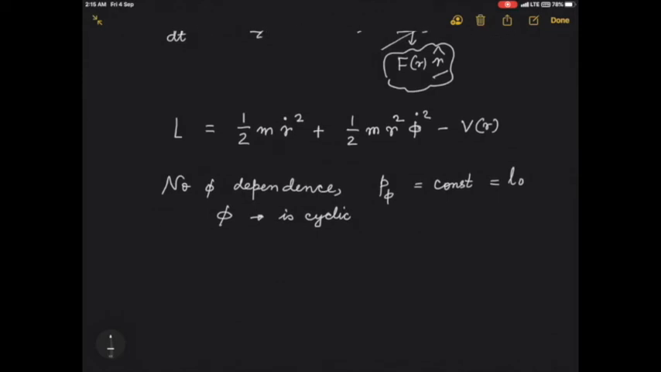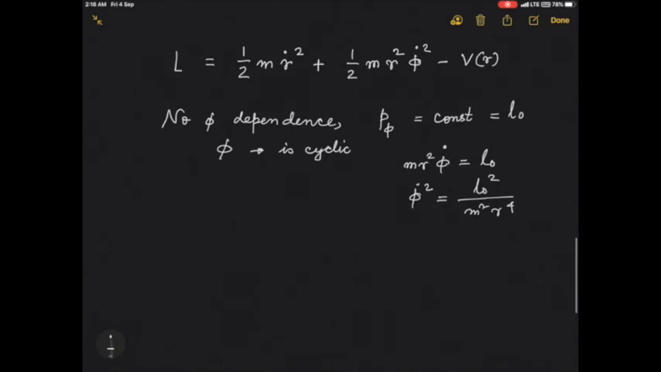So what is p phi? p phi is m r square phi dot. So this equals L0. So I can figure out that phi dot square will be L0 square by m square r to the 4. Now I need to use Routh's prescription explicitly, so let me do that. What we have done is found that phi is cyclic.